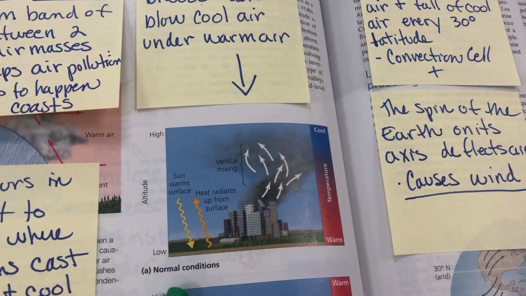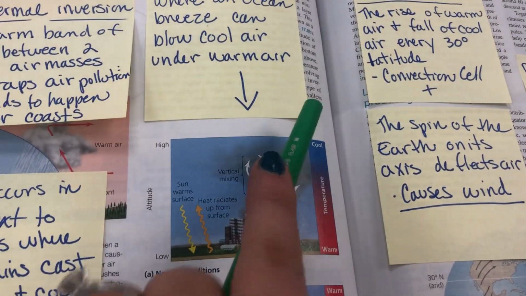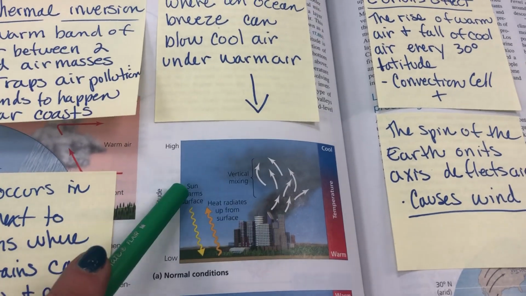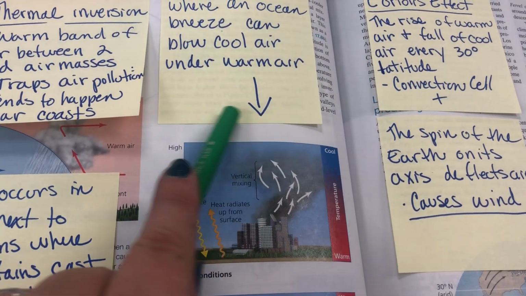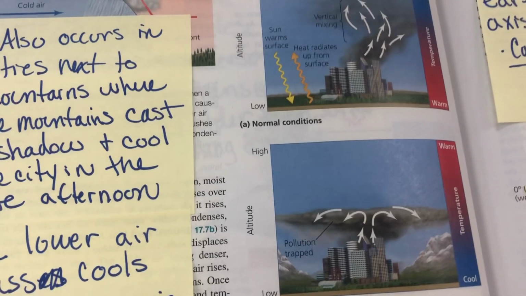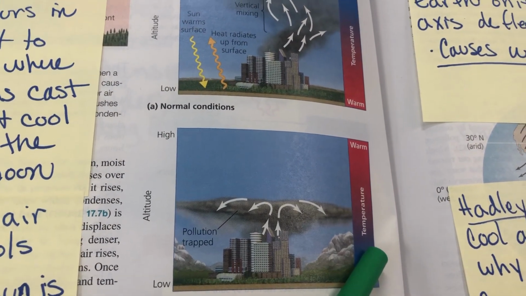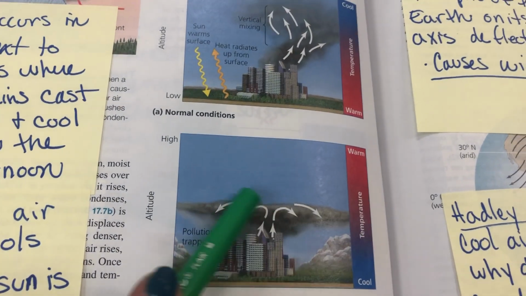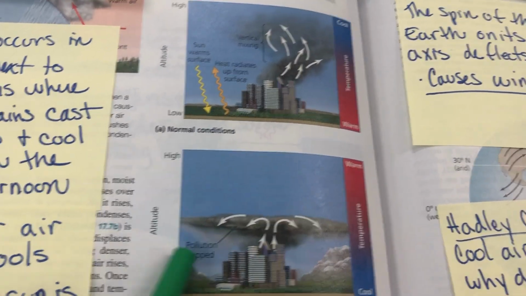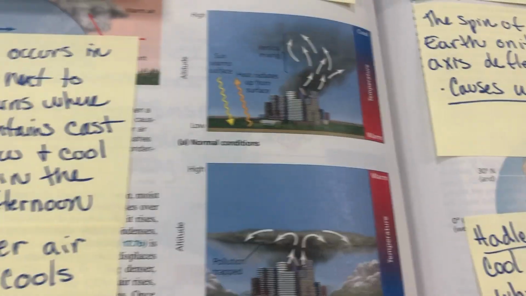So under normal conditions, the surface is warmer than up there. And then as you can see here, what happens, and then it mixes. Under a temperature inversion, for some reason, it's cooler below near the Earth and warmer on top. And then that's what causes the pollution to get trapped.